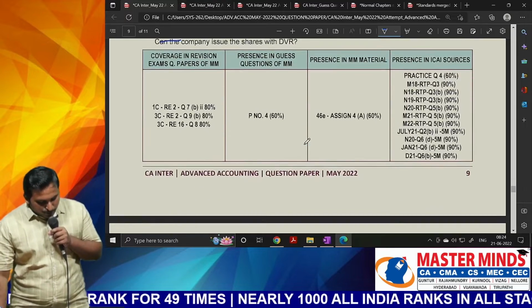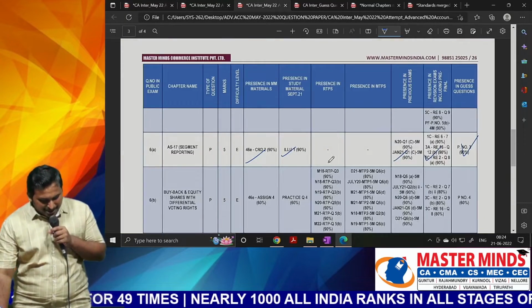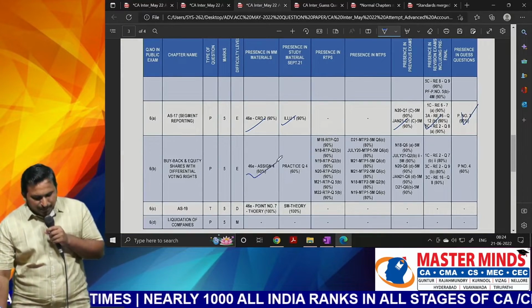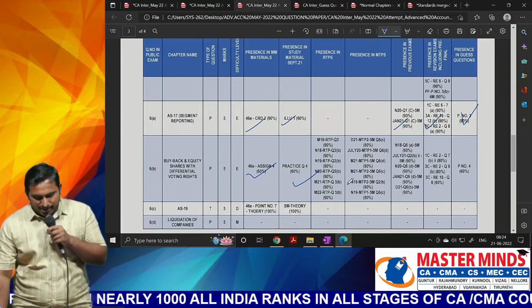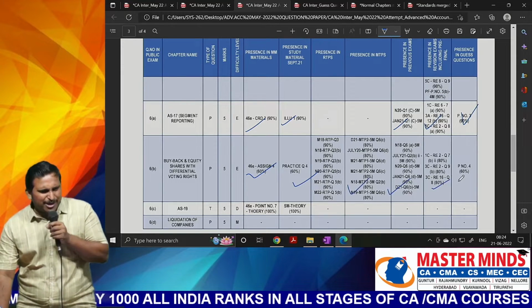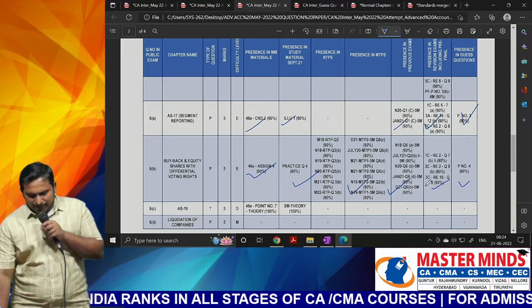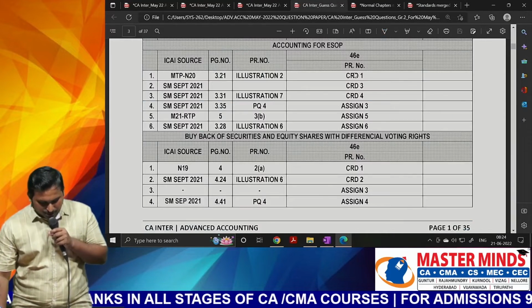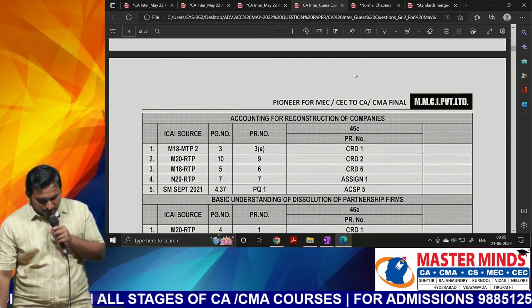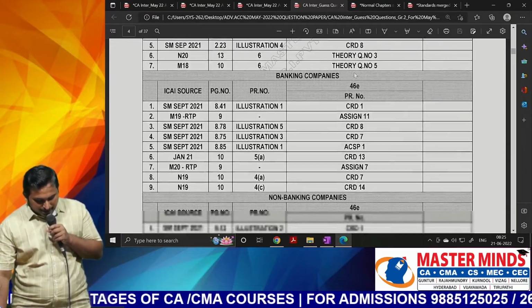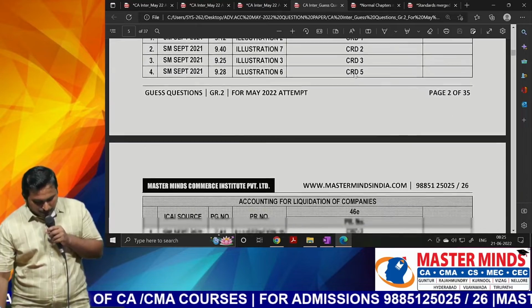Next, let me move to question number 6, sir. In the examination source also, you could observe we ignored that DVR point, the balance, because the main marks will be there only for the voting rights points, sir. So it was covered everywhere, even in the guess questions also, sir. Now you could understand how it was given, the CRD number also.